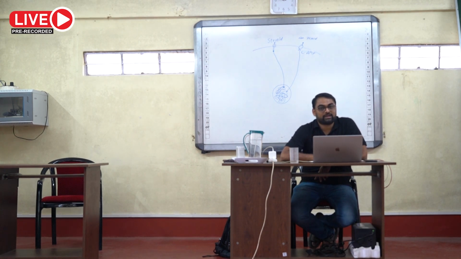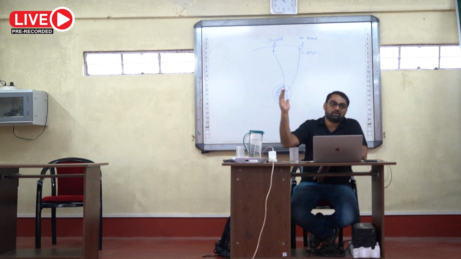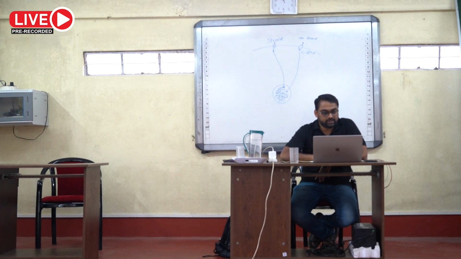Forest ecosystem, what should we consider? We should consider B only. In a forest ecosystem, if you consider forest as an ecosystem, the number of producers will be more than the number of primary consumers and secondary consumers, and it goes on like that. Okay?